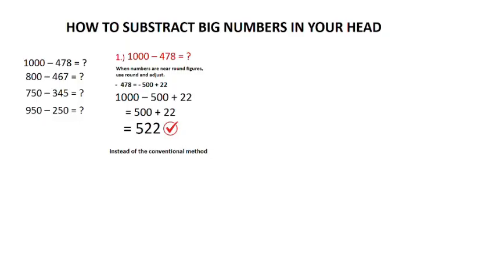Now if you compare this with the conventional method, you have to write it out like this: 1000 minus 478. Now you start the subtraction from the right to the left. You begin by saying 0 minus 8. You know it's not possible. So you try to borrow the nearest possible number to that 0 to make it 10. But the next one is still 0. Then the next one is also 0. Then the next one is 10.